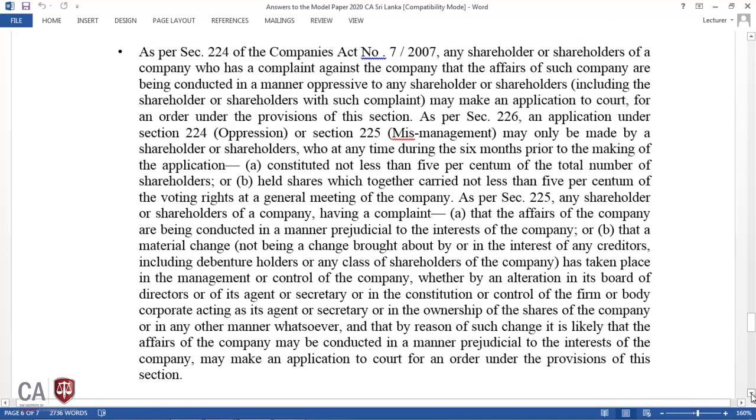As per section 224 of the Companies Act number 7 of 2007, any shareholder or shareholders of a company who has a complaint against the company that the affairs of such company are being conducted in a manner oppressive to any shareholder or shareholders, including the minors, including the shareholder or shareholders with such complaint, may make an application to the court for an order under the provisions of this section. So, it could be by way of the management, including directors or shareholders or both.